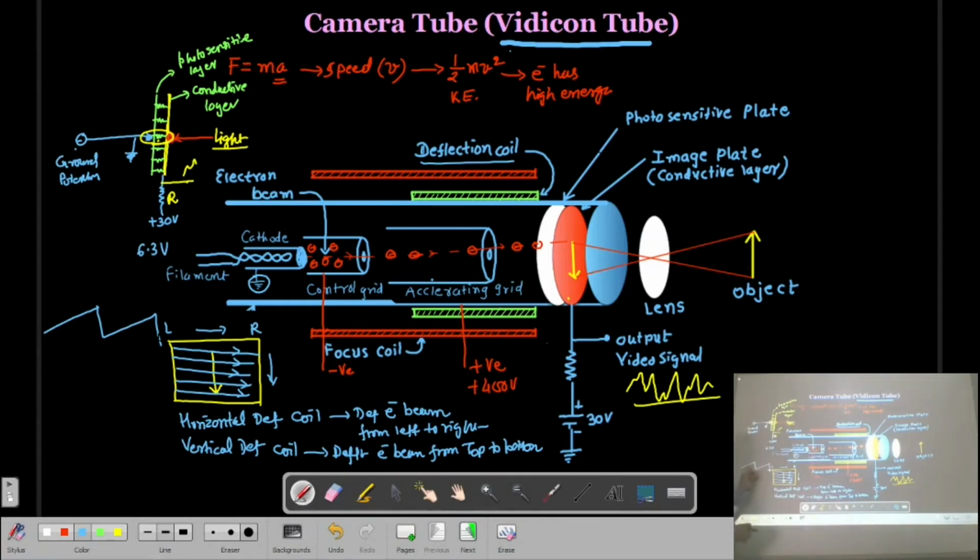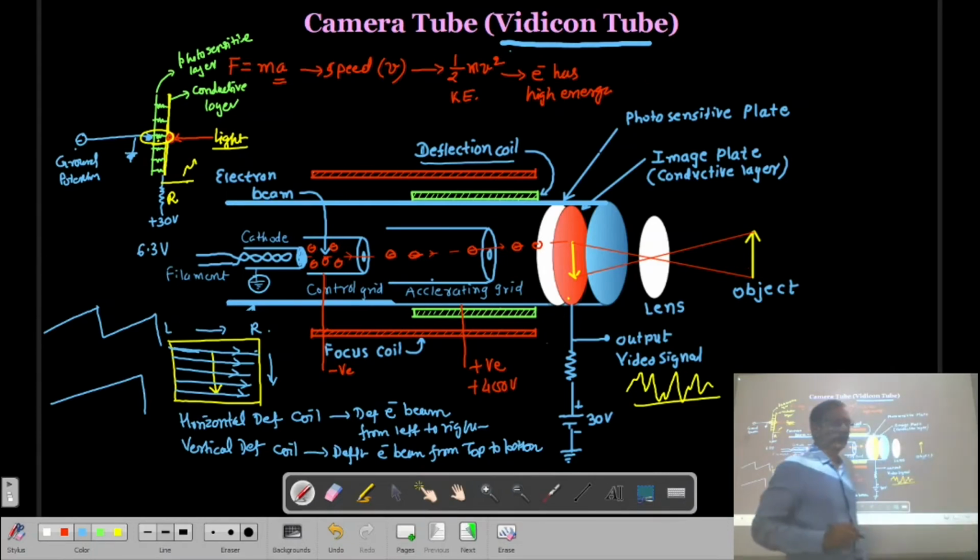Here the current keeps increasing, so the intensity of the magnetic field keeps increasing, and this electron beam will move from left to right. Then again we have to deflect the beam in the vertical direction. So another coil is there. In the other coil also we apply this kind of sawtooth waveform, so the electron beam will move from top to bottom.